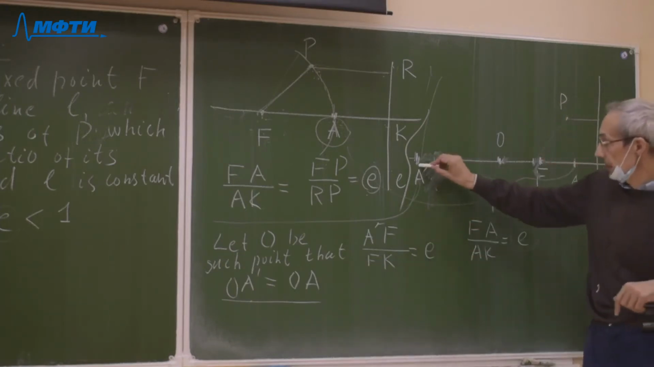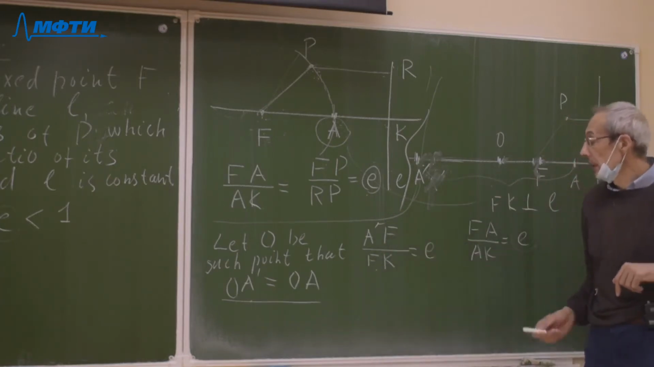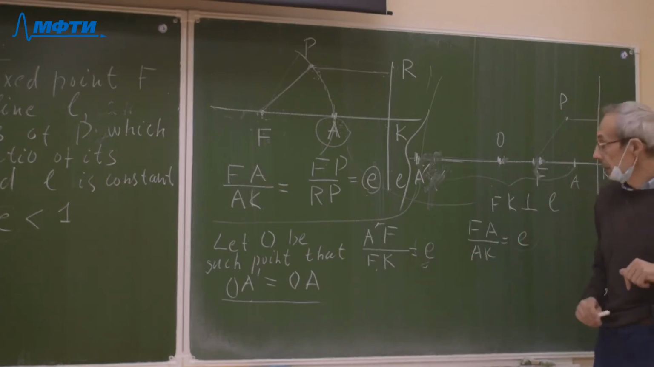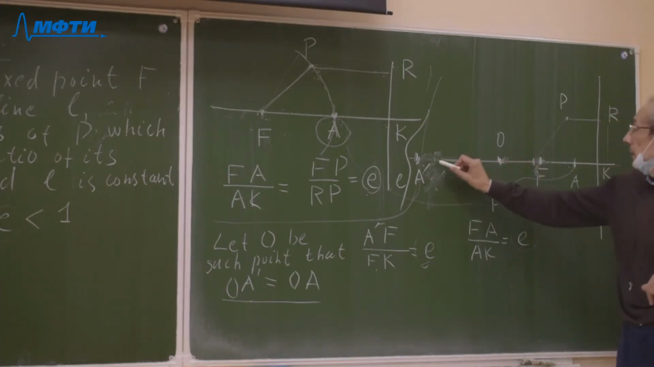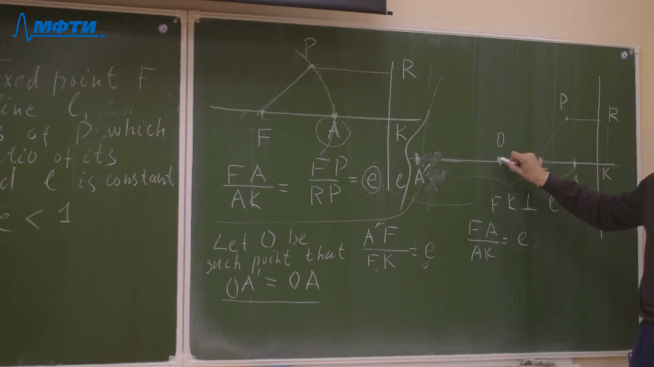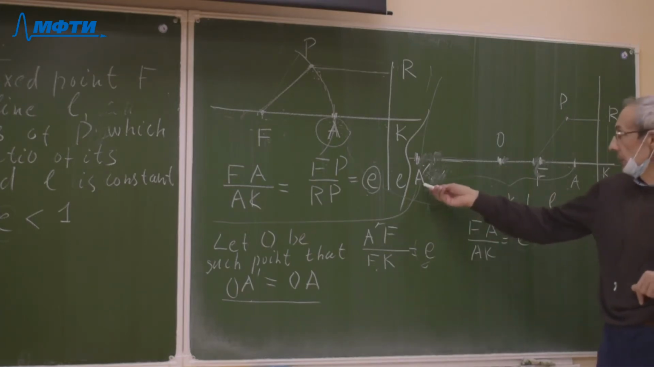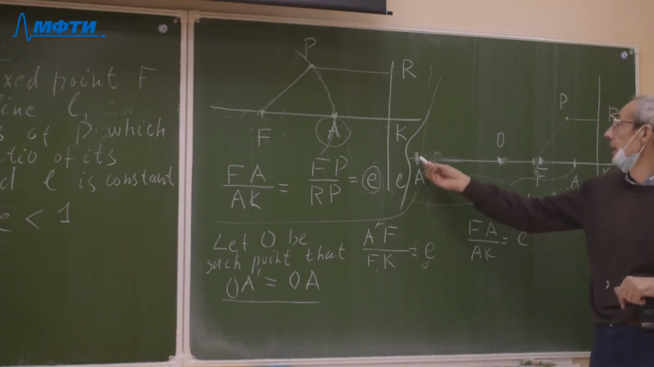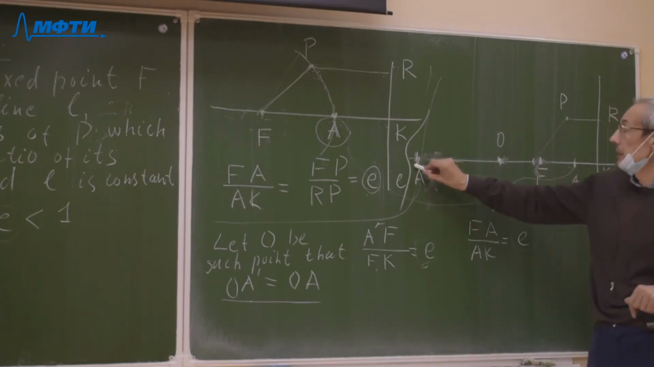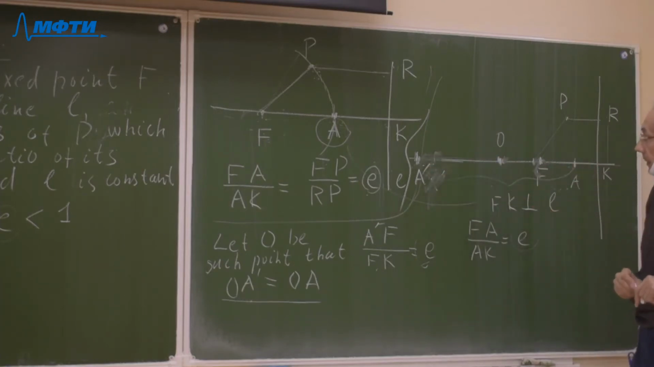And this other straight line is uniquely defined by the condition that the ratio A prime F to Fk is the eccentricity E. And after that, we consider the middle point of the segment A prime A. The first step is to calculate the distance between A prime and A, the so-called extremal point, which belongs to our locus and lies on this perpendicular to our fixed straight line.